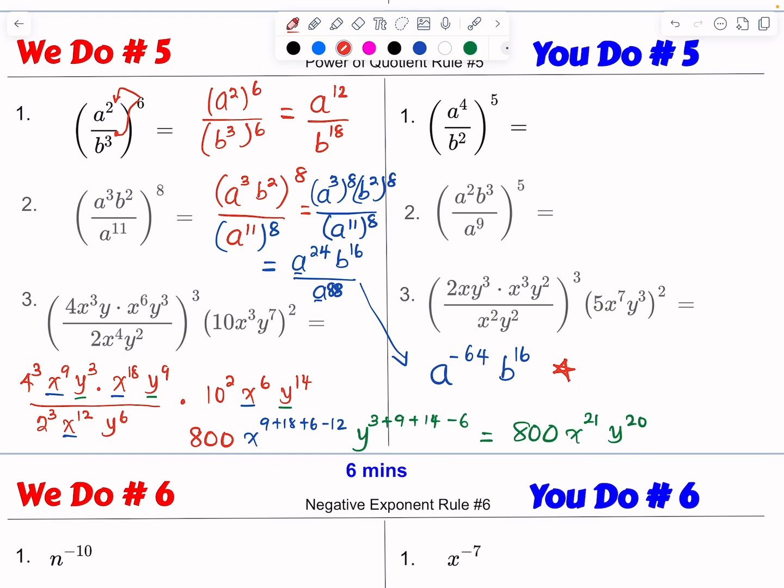Please check my solutions and let me know what you have, if it's different from that, and you do the one on the right.